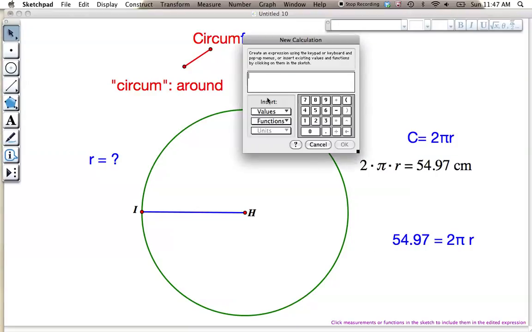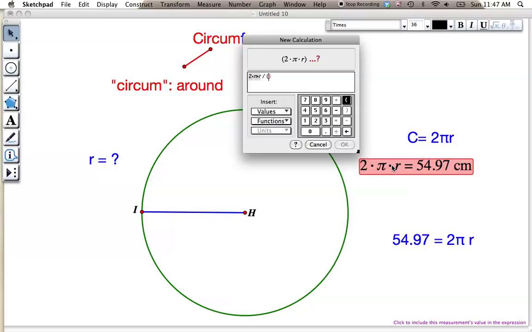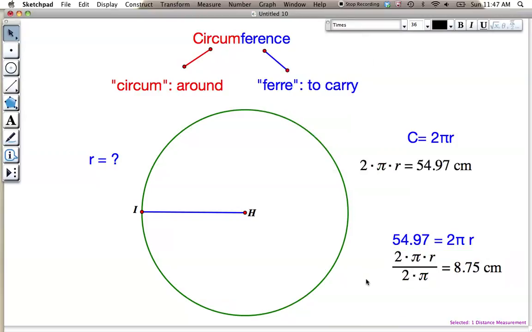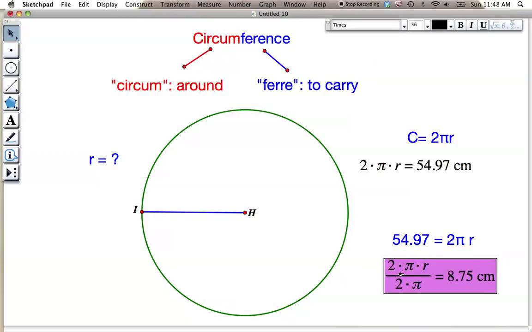So let's compute that right now. And all I have to do is say this divided by 2 pi. And I get 8.75. And it makes sense if you see my original equation. The pi's cancel, the 2's cancel. I just get r equals 8.75.